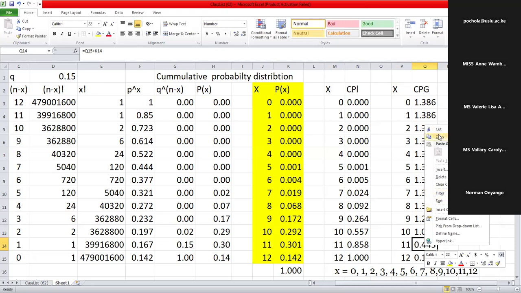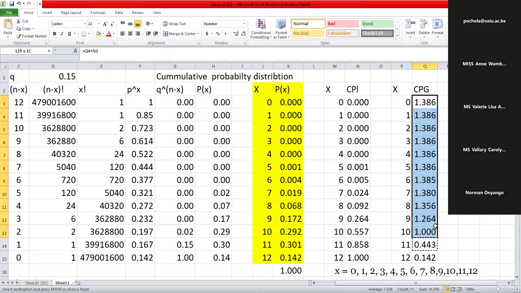So I do all this, and I get 1. That's what we have said. A very important table. So I want you to copy those 2 columns: the cumulative probability distribution less than, and the cumulative probability distribution greater than.